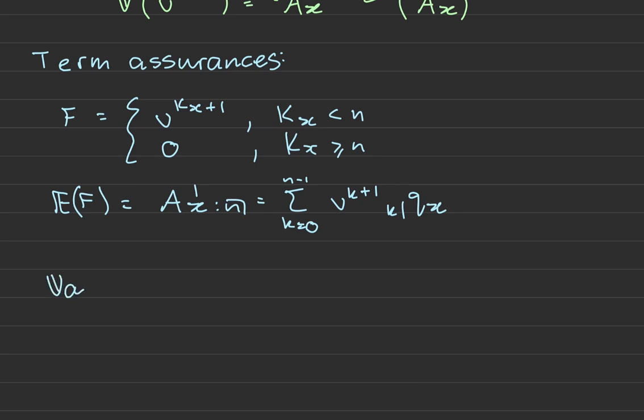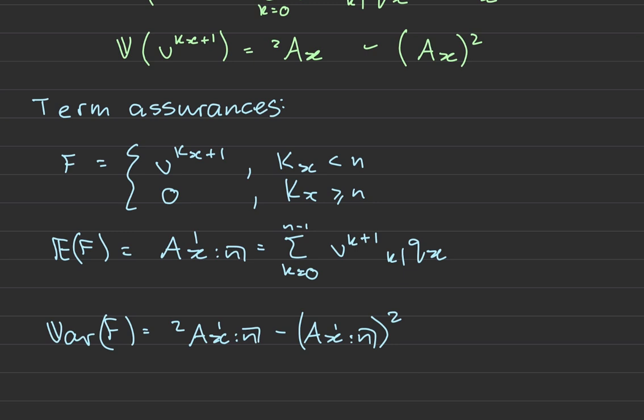So the variance for this random variable, variance of f, is going to be equal to 2A x n minus A x n squared. And the same logic can be applied to get this, that I applied to get this. Alright, so let's move along then to pure endowment contracts.